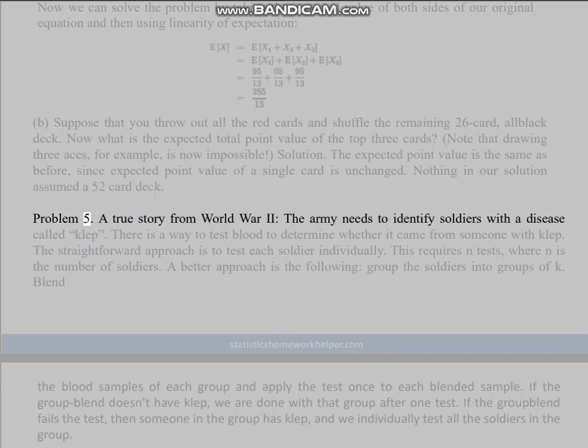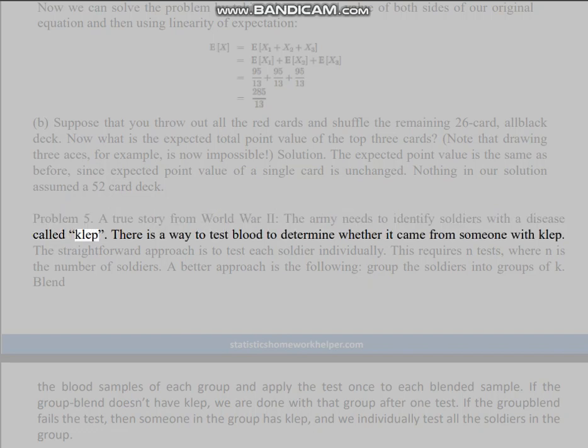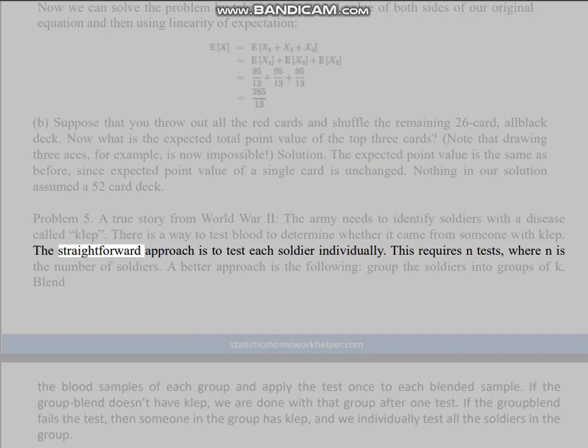Problem 5. A true story from World War II. The army needs to identify soldiers with a disease called CLEP. There is a way to test blood to determine whether it came from someone with CLEP. The straightforward approach is to test each soldier individually. This requires n tests.